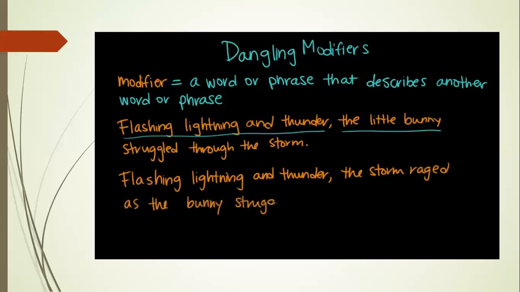So this is all better. The modifier flashing lightning and thunder comes right before the storm now. Right, so this makes more sense. We got rid of the dangling modifier. It's not hanging out looking like it's modifying the wrong noun.